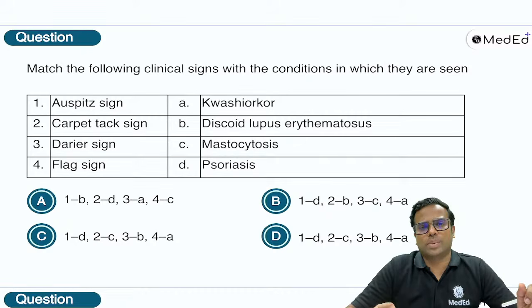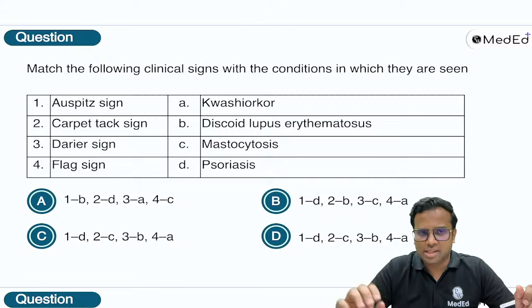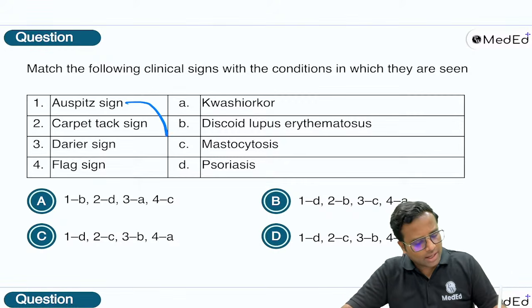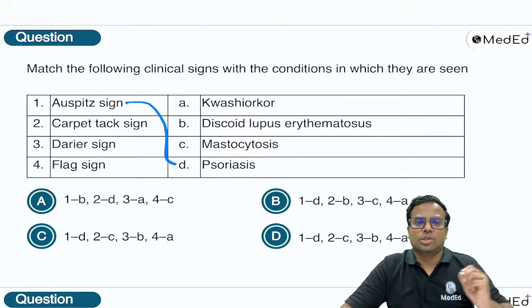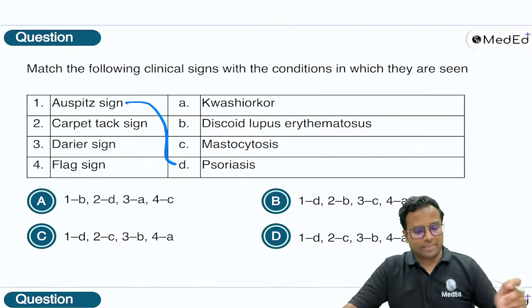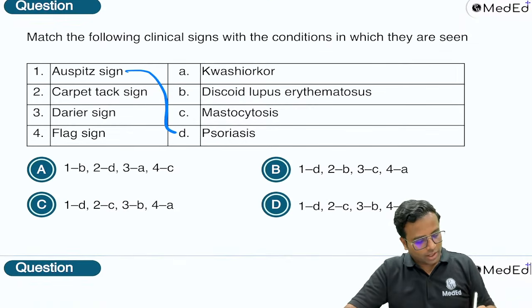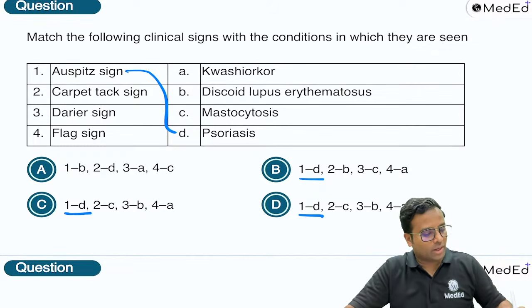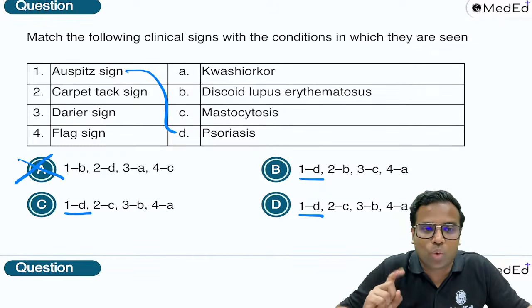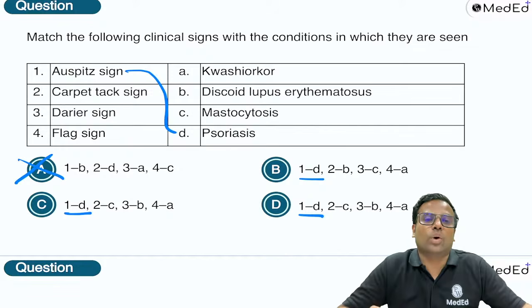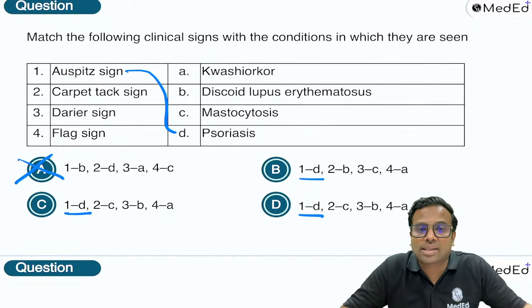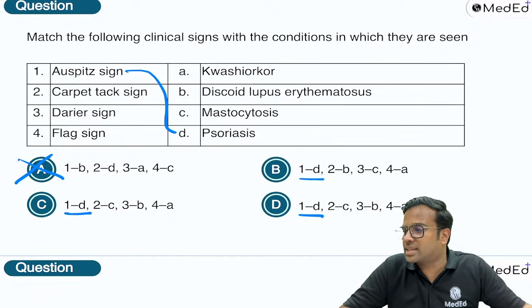Where do you see an Auspitz sign? Easy enough. Auspitz sign is going to be seen in psoriasis. So let's see 1D. Here it is 1D, which means we can only rule out one option. Second one, carpet tack sign. Where do you see a carpet tack sign? Anyone? Okay, I'm already getting answers. Everybody's saying B, B, B, B, B.